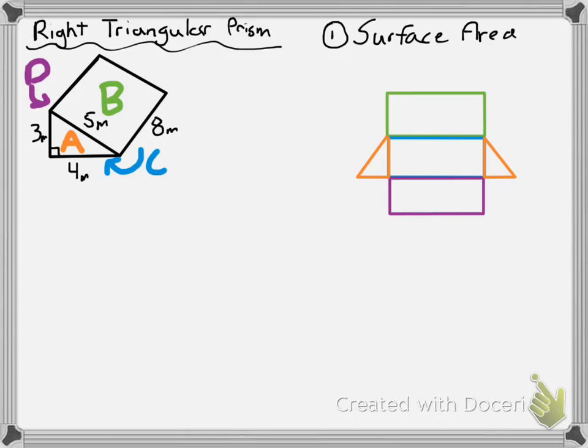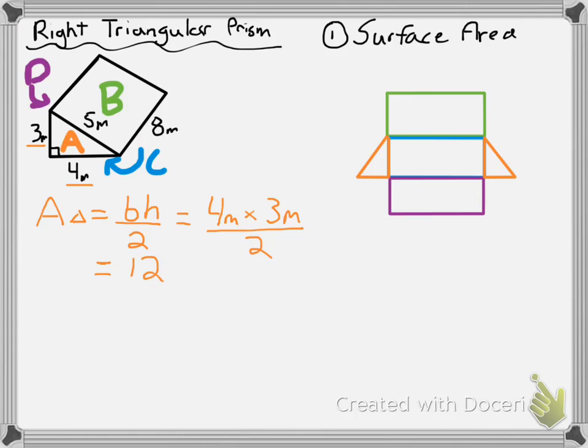So in order to solve for that face, we need to know the area of a triangle, which is base times height divided by 2. Now we're going to substitute into that formula in order to solve. So we have 4 meters times 3 meters, divide that by 2. End up with 12 over 2, or 6 meters squared. So I can add that to my net.